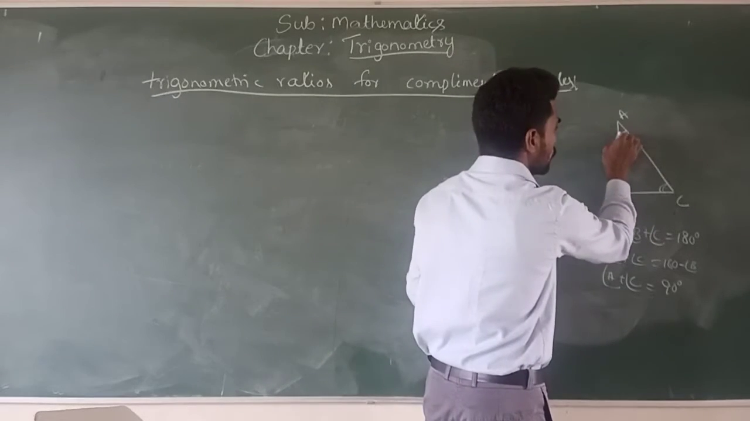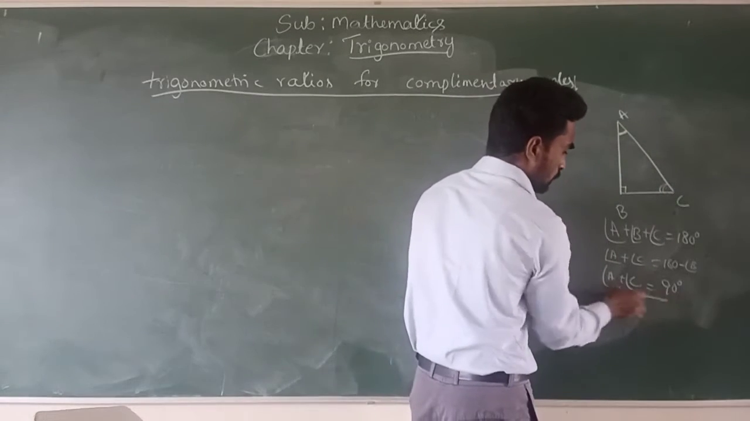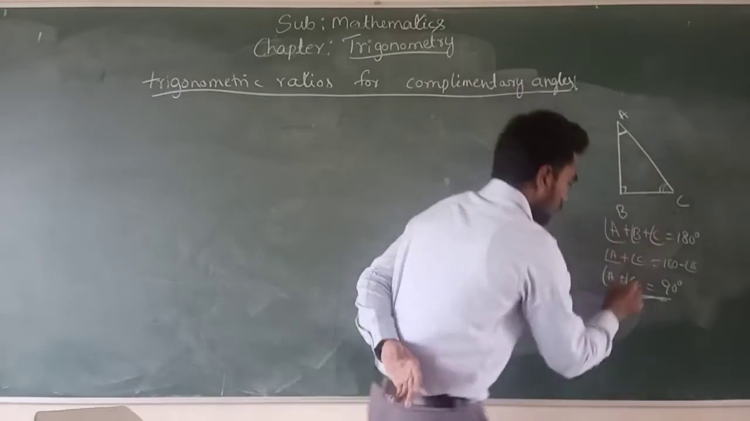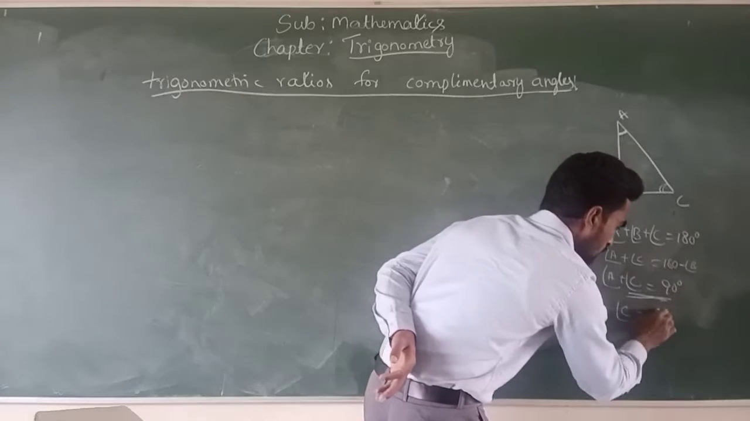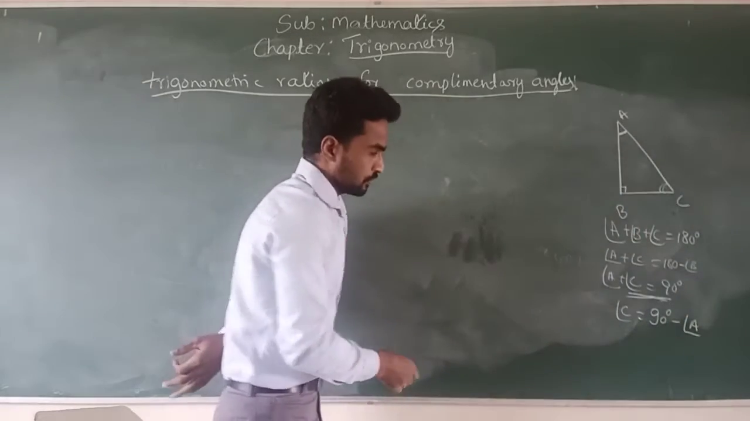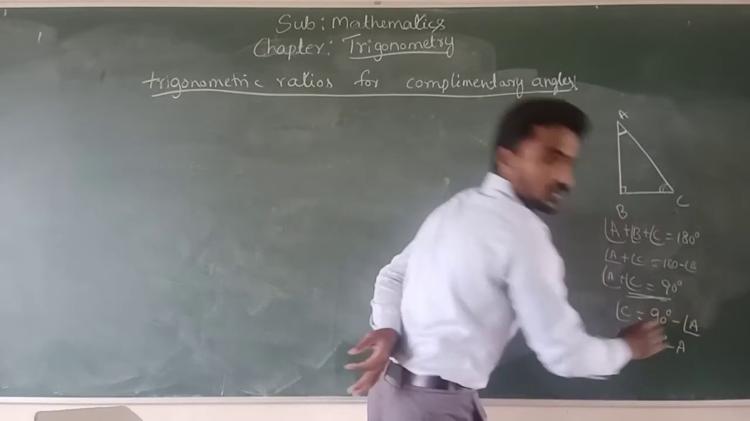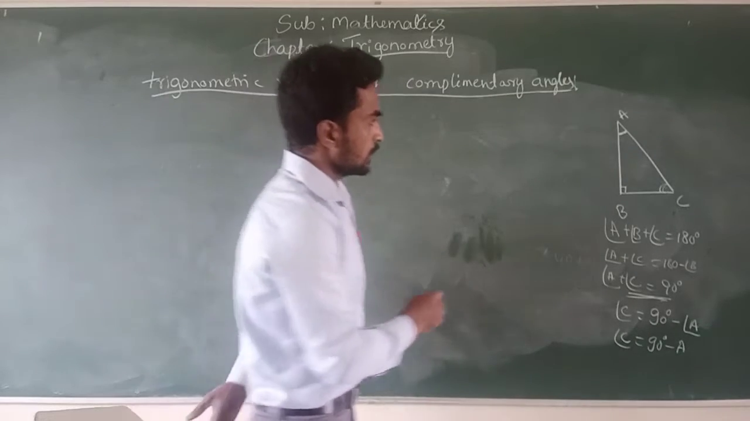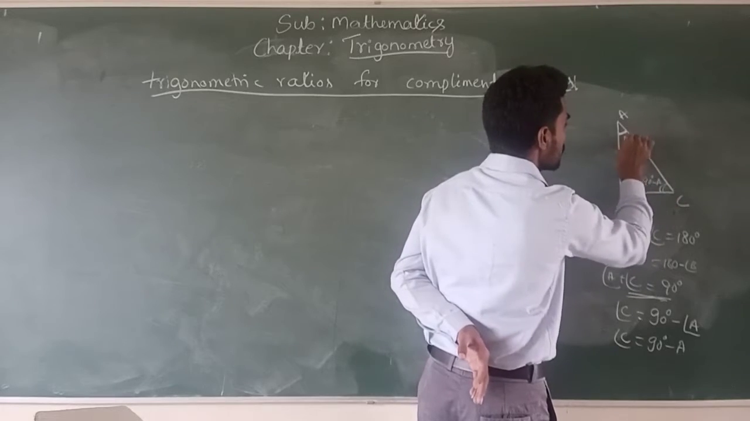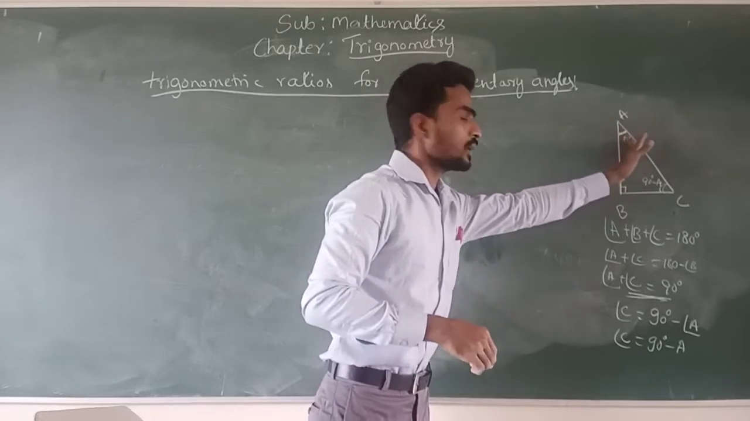We don't know the exact values of A and C, but by using these complementary angles we can write C, taking A to the right side, as 90 minus angle A. So this angle is 90 degrees minus A, and this is angle A. Now apply the trigonometric ratios for angle A.